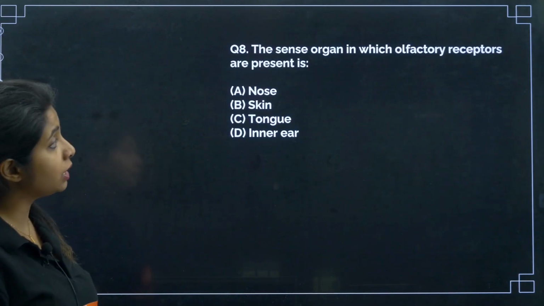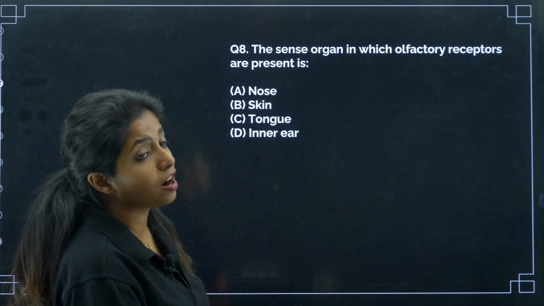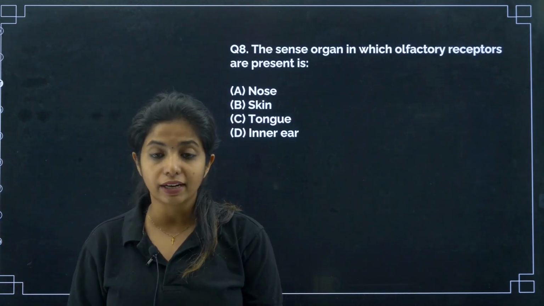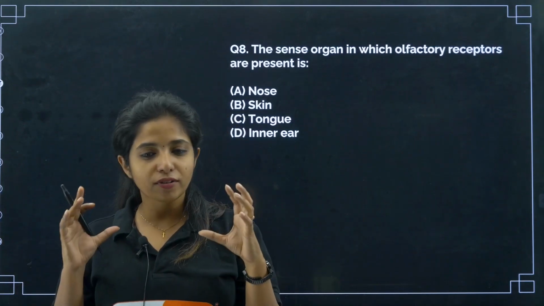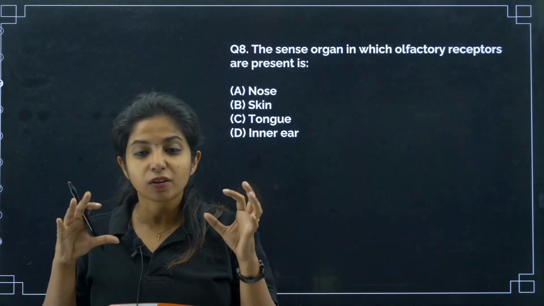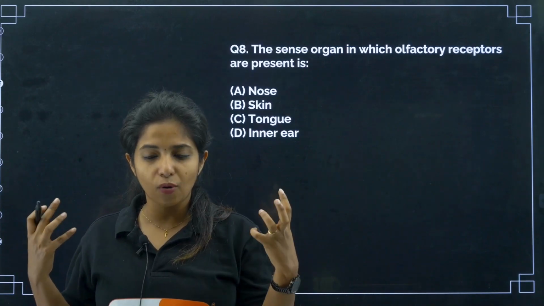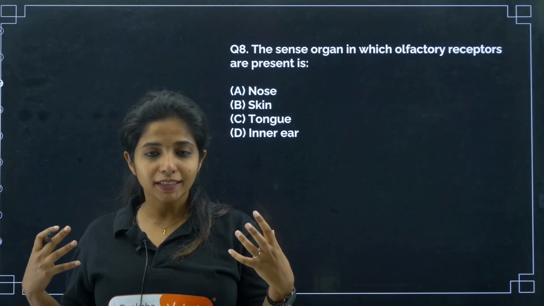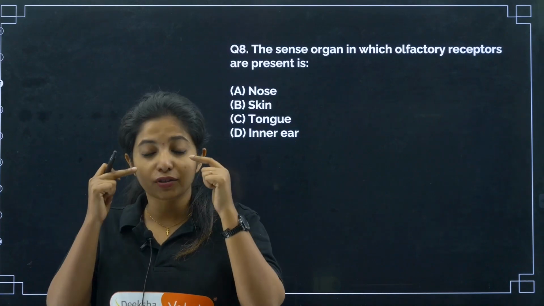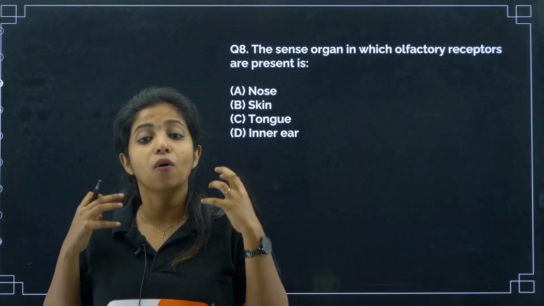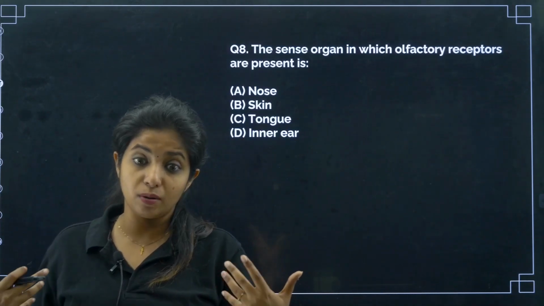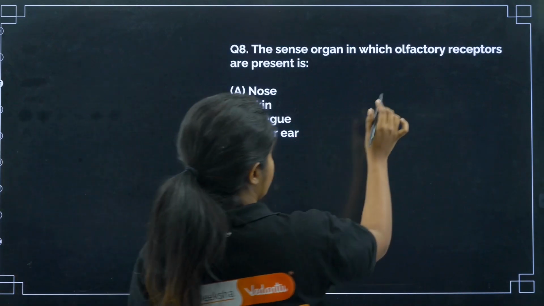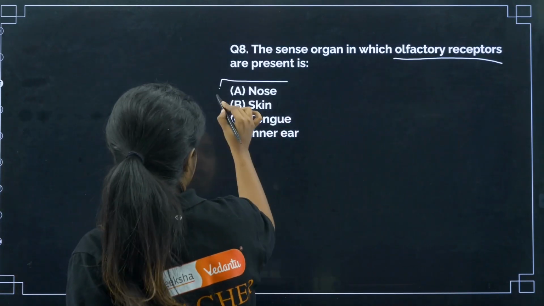The sense organ in which olfactory receptors are present. What do you mean by olfactory receptors? I always remember it by thinking of oil. You know, there is a smell in oil. Oil smells a little different, so we are able to smell it. So the nose has the olfactory receptors. That is why we are able to smell. Always remember, olfactory receptors are present in our nose.